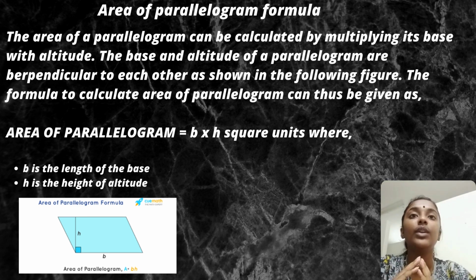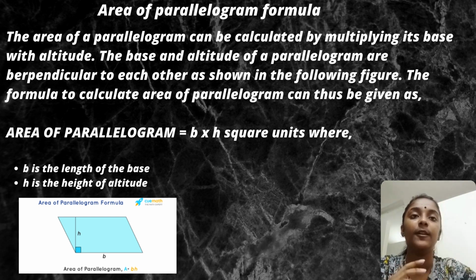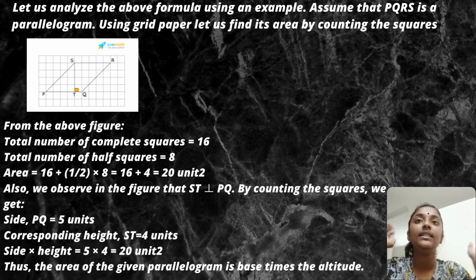The formula to calculate the area of a parallelogram can thus be given as: area of parallelogram equals B times H square units, where B is the length of the base and H is the height or altitude. So this is the example of the area of parallelogram formula. Let us analyze the above formula using an example.